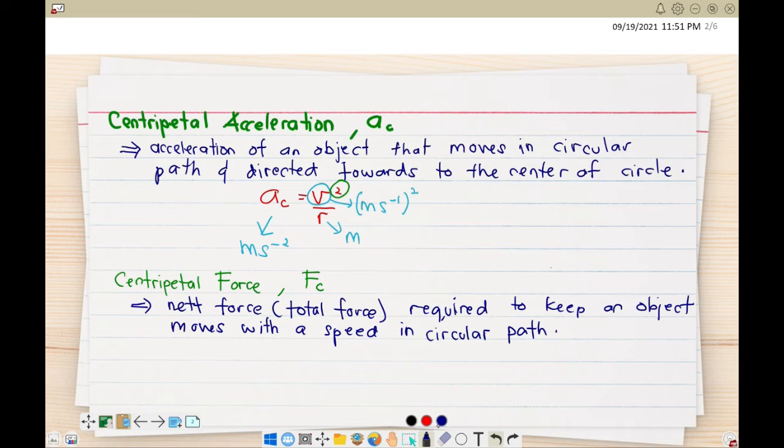Okay, and what is the equation? We will use Newton's second law of motion, which is Fc equals m AC, because Fc ini adalah kita punya total force. Kita kena tengok dekat mana arah AC awak. Dekat mana arah AC, dekat situlah arah Fc kita. And the unit for force as usual is Newton. Okay, that's it.